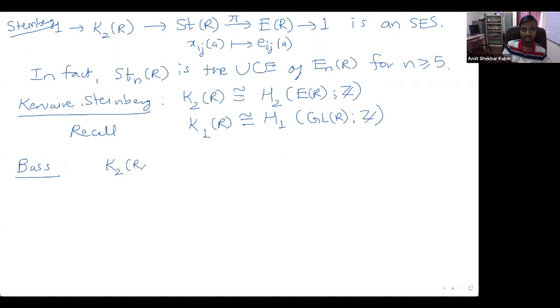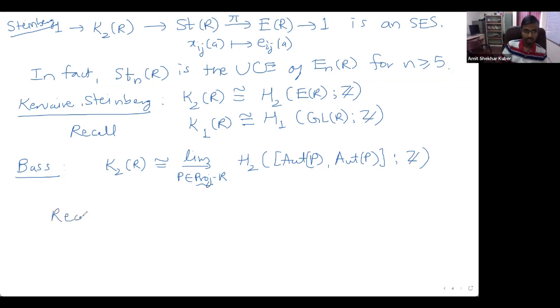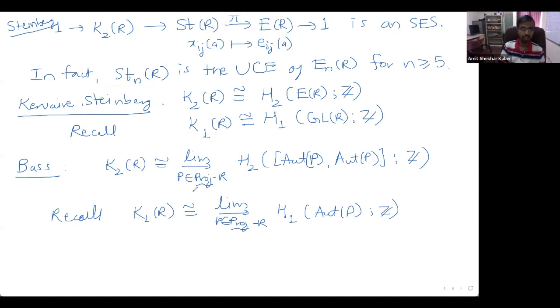And K2 of R can also be written as the direct limit, as P is in Proj(R), of H2 of the commutator groups of automorphisms of P, the automorphism group of P, with coefficients in Z. So again, recall that K1 of R was isomorphic to the same kind of limit with H1 of Aut P and Z. Of course, for both these things, we have to assume that translations are faithful.